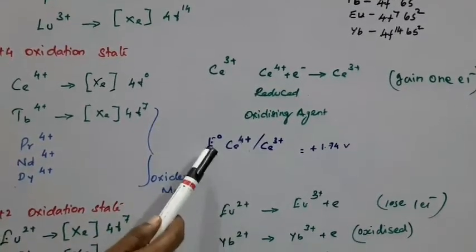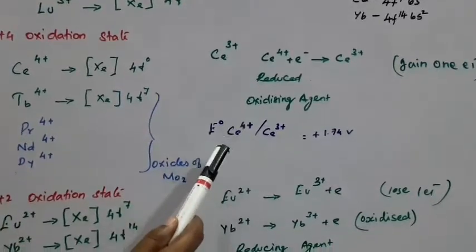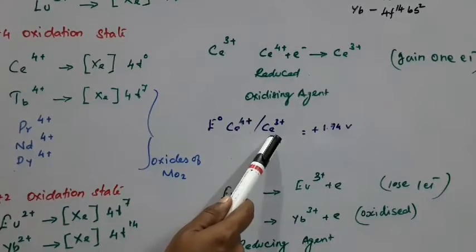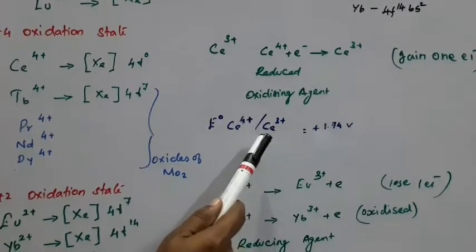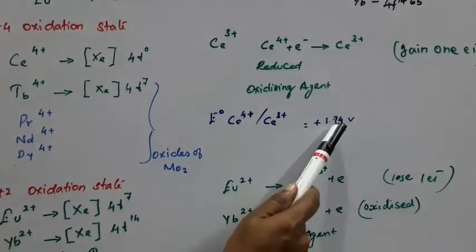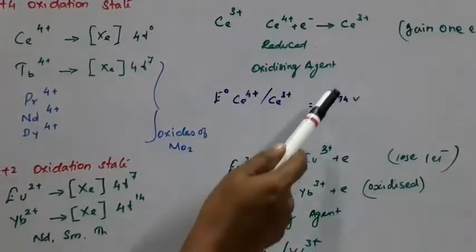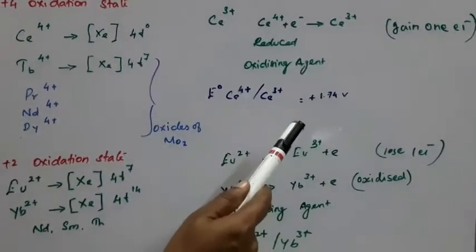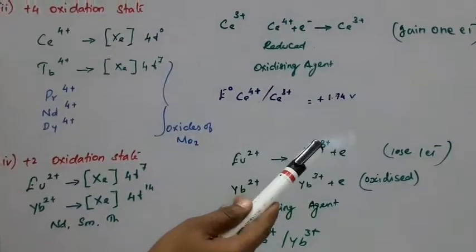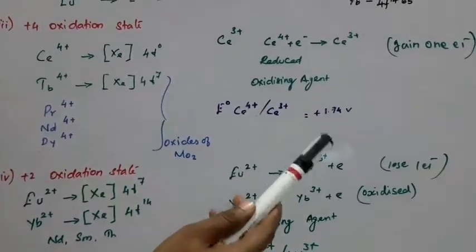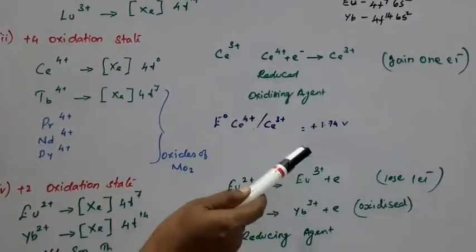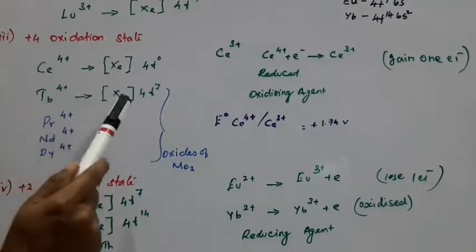Okay, so for your understanding, the E naught value of cerium 4+ to 3+, the reduction, is +1.74 volts. More positive SRP values mean a good oxidizing agent. We students already studied: more negative SRP values mean a good reducing agent, and more positive means a good oxidizing agent. So these two act as good oxidants.